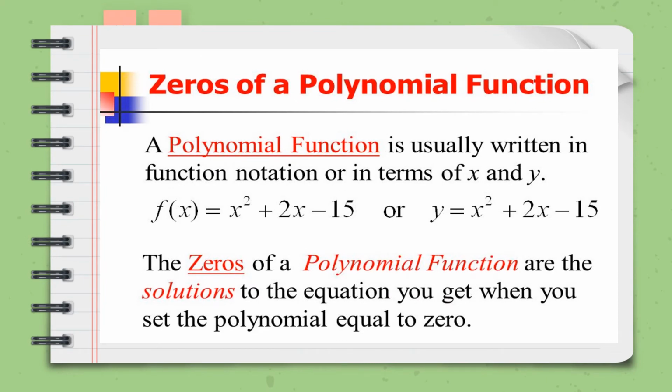Zeros of a polynomial function. A polynomial function is usually written in function notation or in terms of x and y. For example, f of x is equal to x squared plus 2x minus 15, or y is equal to x squared plus 2x minus 15. The zeros of a polynomial function are the solutions to the equation you get when you set the polynomial equal to 0.